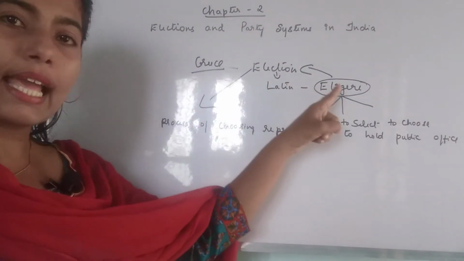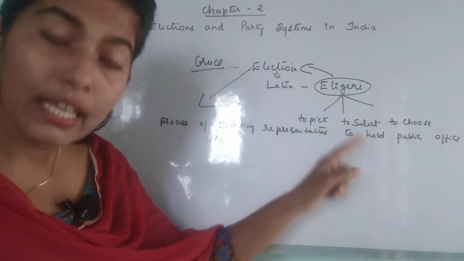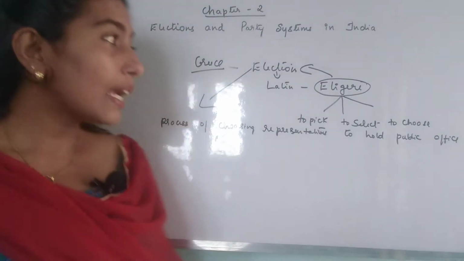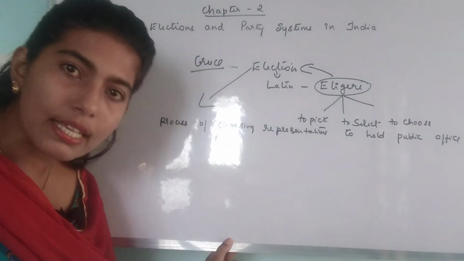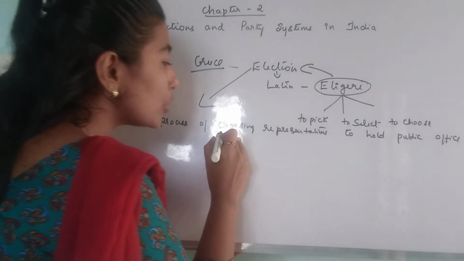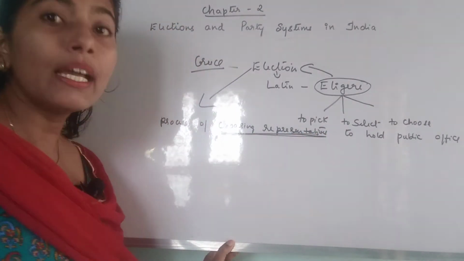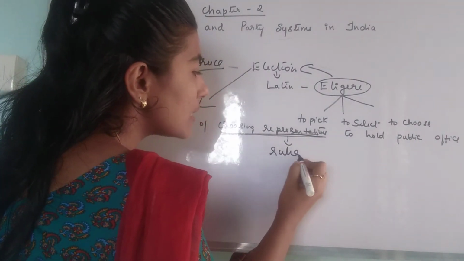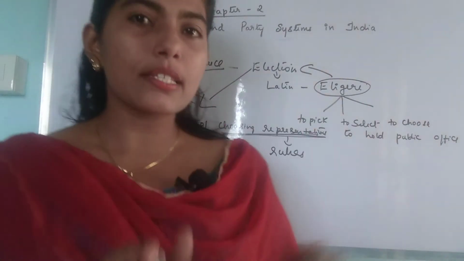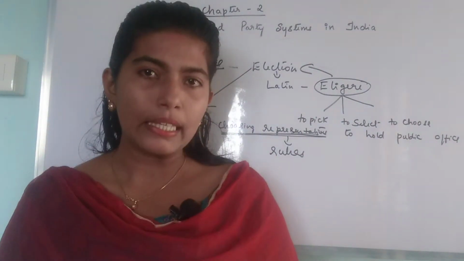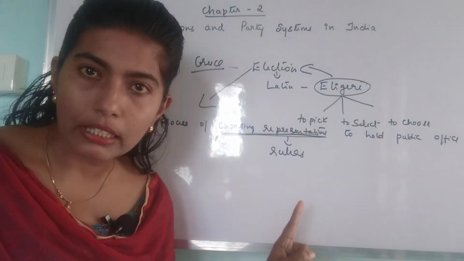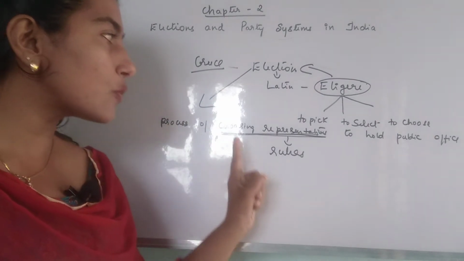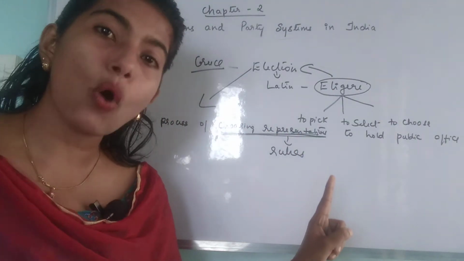In Latin, eligere means selecting, choosing, or picking. When we adopt the same meaning in English, we can say election is a process, and that process relates to choosing representatives. Representatives here means rulers, the ones who are ruling the country. They are all selected by people. It is a process of choosing representatives, meaning the rulers of the country.